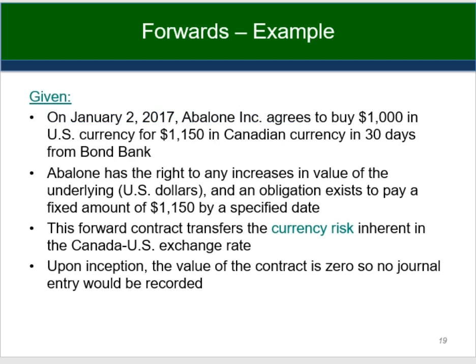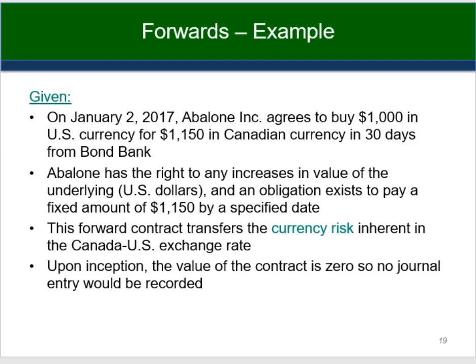So an example would be on January the 2nd, Abalone agrees to buy $1,000 in U.S. currency for $1,150 in Canadian currency, and that transaction will happen in 30 days, and they buy the forward contract from Bond Bank. So Bond Bank and Abalone are the parties to this transaction. Abalone has the right to any increases in the value of the underlying U.S. dollars. So they have the right to buy 1,000 U.S. dollars for the price of $1,150 Canadian.